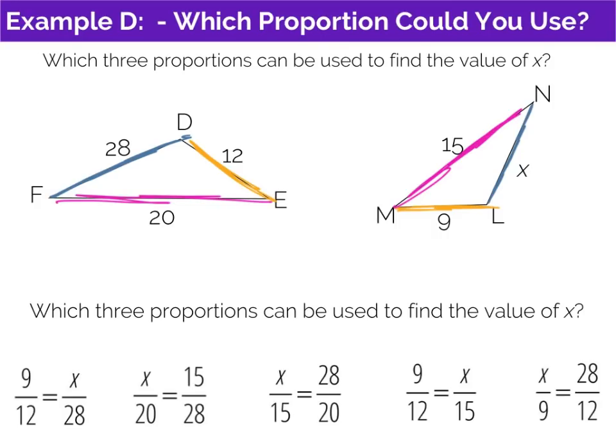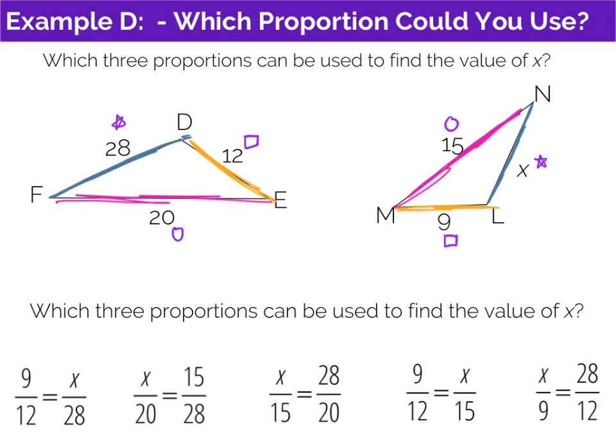Again, if you don't have colors, you could use shapes. So for example, I could say this is a star, and this is a star, and this is a square, and this is a square, and this is a circle, and this is a circle. That will also work if you don't have colors, but again, colors always make things more fun. So let's start with our first proportion.